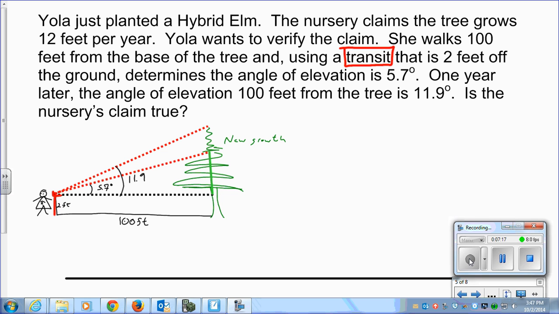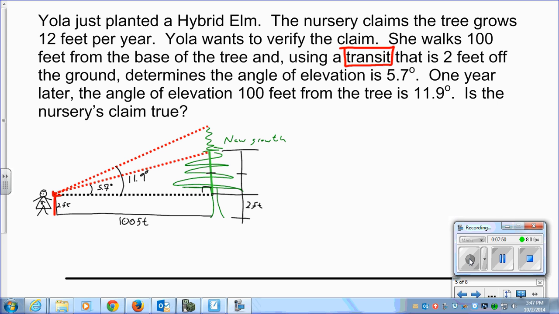So when we look at this, we want to figure out the height of the tree. So our first thing is we got to understand the height of the tree is going to be the height of this right triangle. This is going to be congruent to that here, where this is my right triangle, and then here this is 2 feet. So I'm going to find the initial height of the tree, and then the next year's measurement with a new angle of elevation of 11.9 degrees, and see if it actually did grow 12 feet.